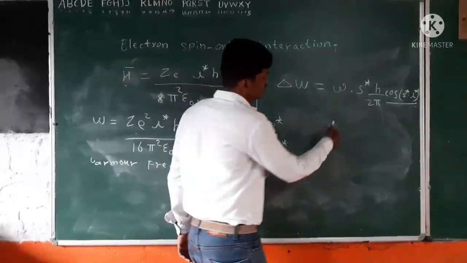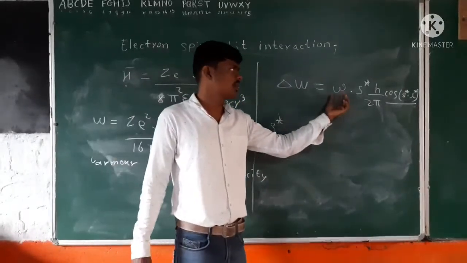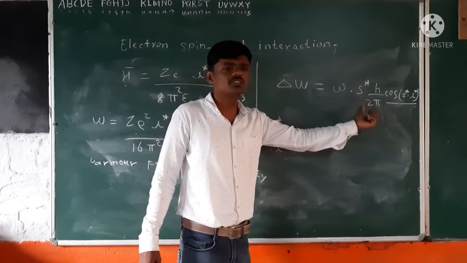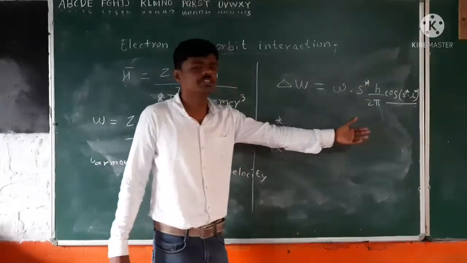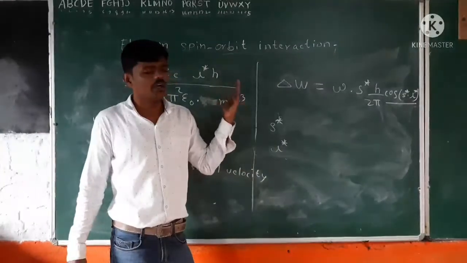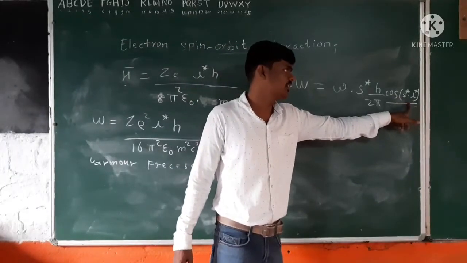Now here the interaction energy del W is nothing but the product of the Larmor angular precessional velocity and the projection of S star onto L star. How we measure the projection of any vector quantity onto another is like this. We take the angle and this quantity.